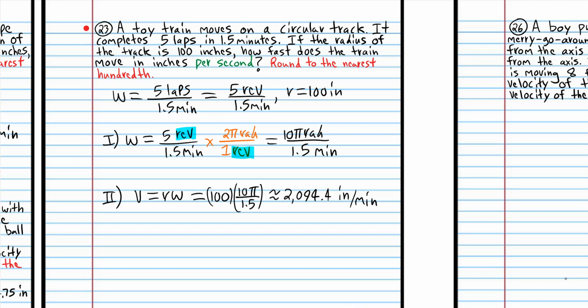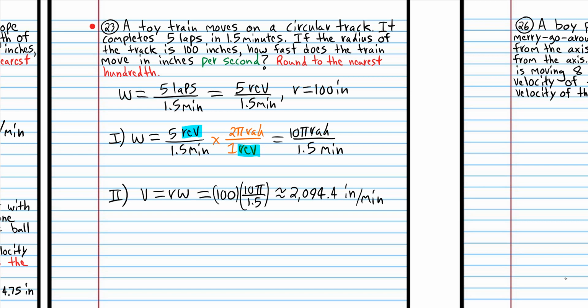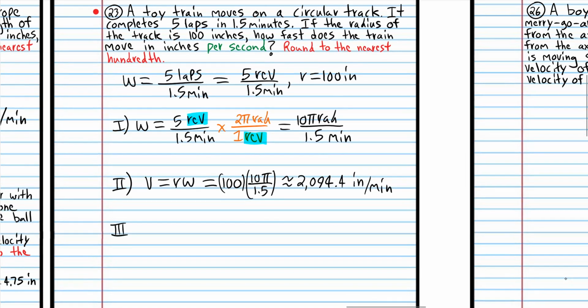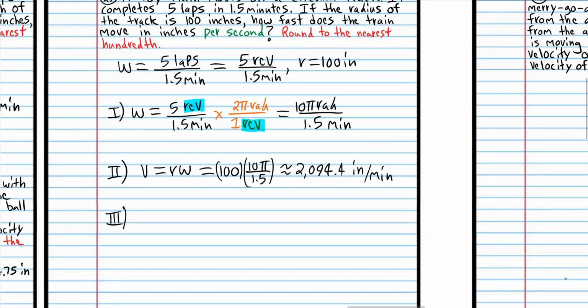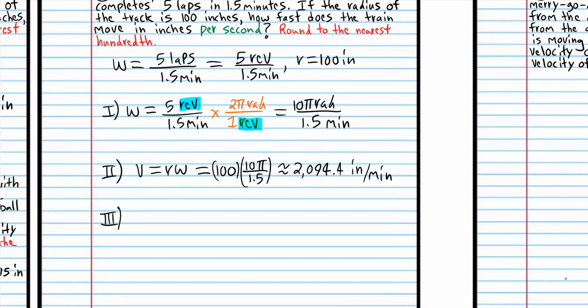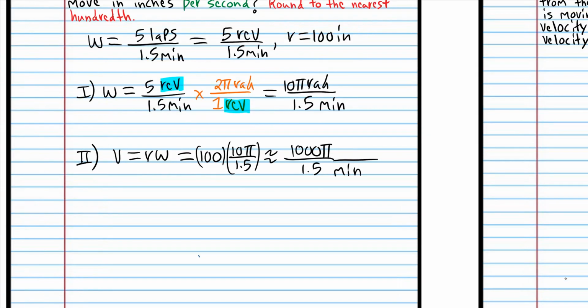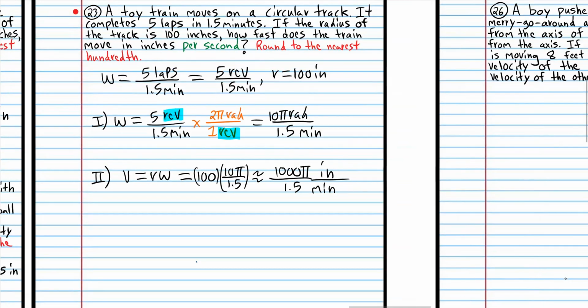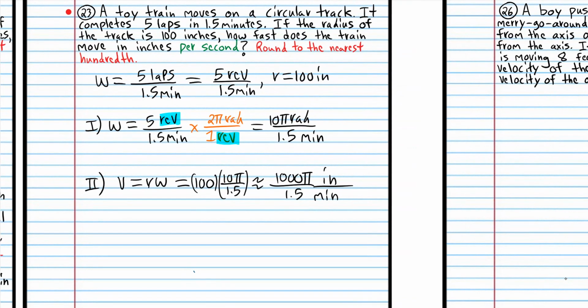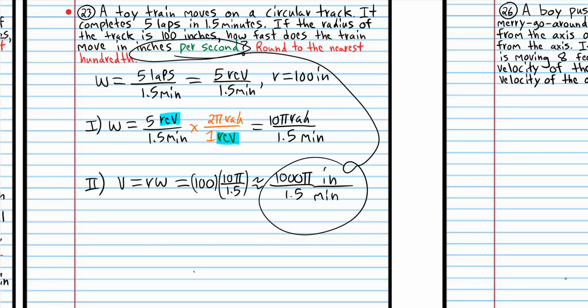We found the linear velocity in inches per minute. We don't want that. We want inches per second, so this problem has a little extra thing at the end. So now we have to go to step 2, and we have to take that number, and now that we know we have to convert that, we might as well go back, and instead we can just write 1,000 pi over 1.5. So that's inches per minute. The problem is we don't want inches per minute, we want inches per second.